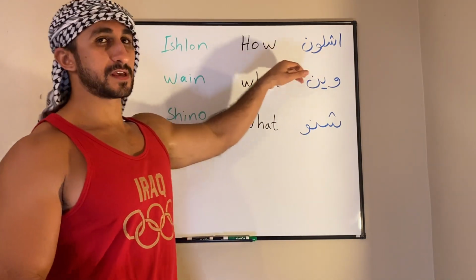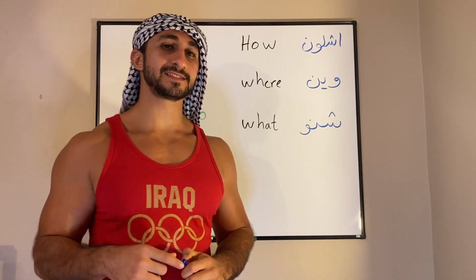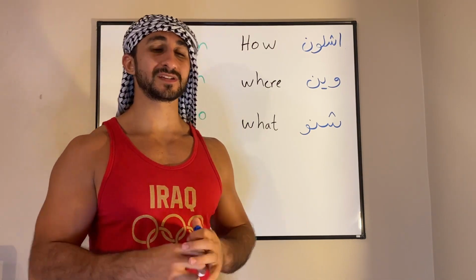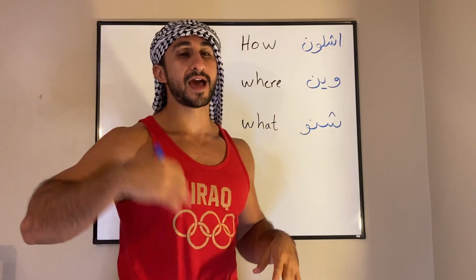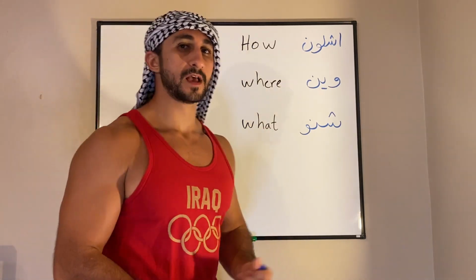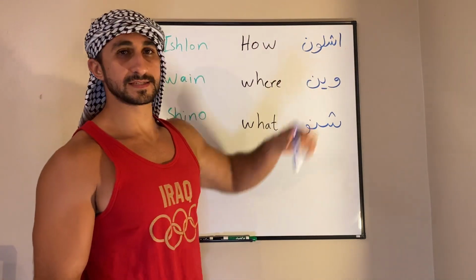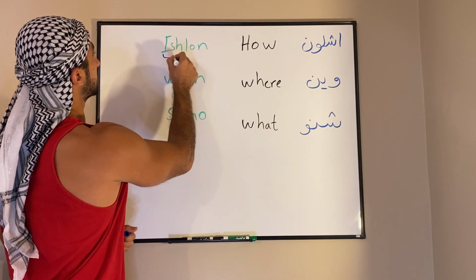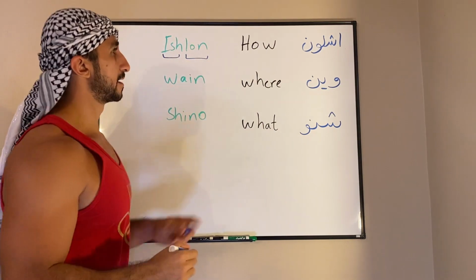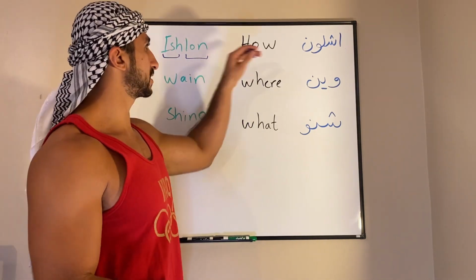I kind of taught you this in the first lesson, and by the way, if you haven't watched the first lesson, the link is in the description. Go ahead and watch it because this is going to help you in today's lesson. I want you to watch lesson 1 and then go on to lesson 2. So the first thing we're going to teach you is how. How is ishlon. So we can break it apart. That's the first thing, and I'm going to give you examples later. But now let's learn that.